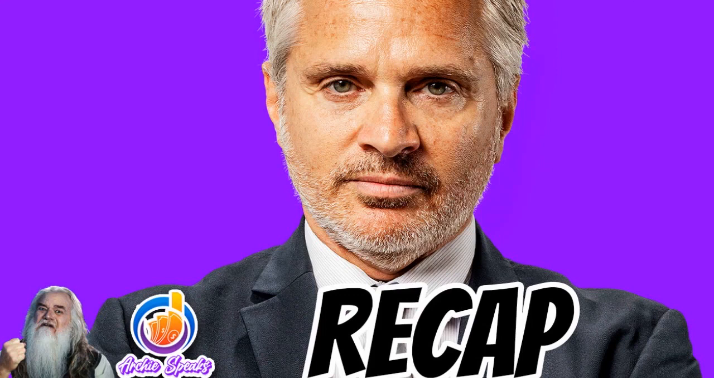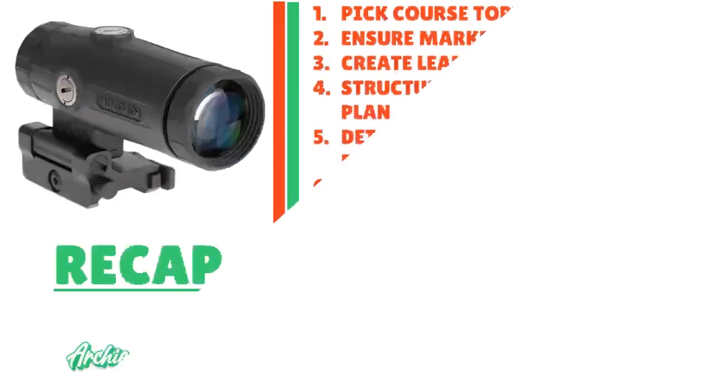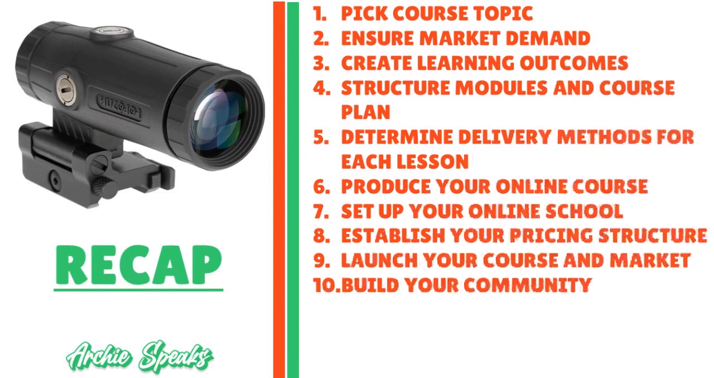So, how do you create an insanely successful online course? Number one, you want to pick the course topic. Number two, ensure there is market demand for your topic. Number three, create learning outcomes. Number four, you want to structure modules and course plan. Number five, you want to determine delivery methods for each lesson. Number six, you want to produce your online course. Number seven, you want to set up your online school. Number eight, establish your pricing structure. Number nine, you want to launch your course and market it. Number 10, you want to build your community.